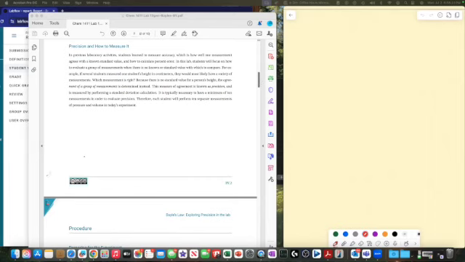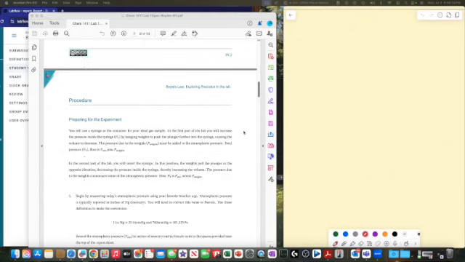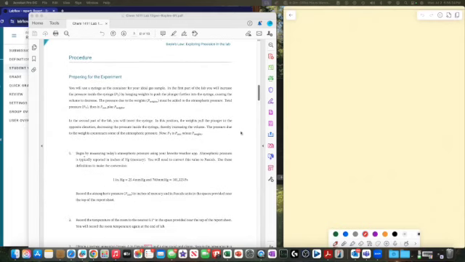Let me get out of here so I can scroll down. It says here, you will use a syringe as a container for your ideal gas sample. In the first part of the lab, you will increase the pressure inside the syringe, pressure total. So here's where I want to write this. PT is the pressure of gas, because that's the pressure inside the syringe, okay? So I'll say PT is the same thing as the pressure of the gas. That's the first thing I'm going to write.